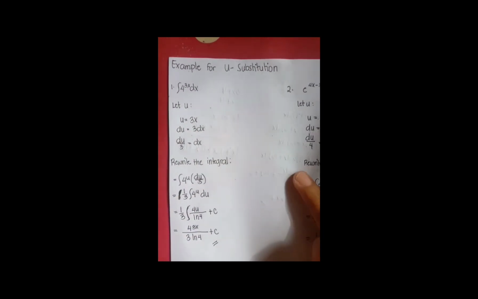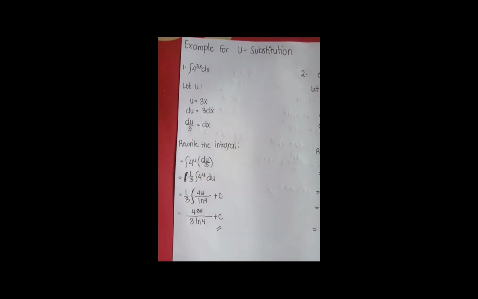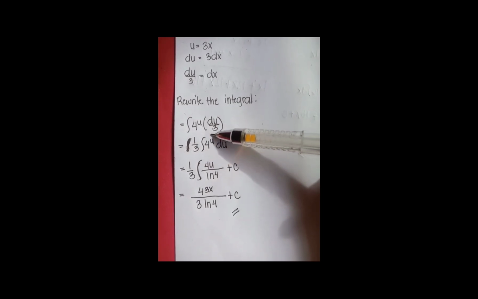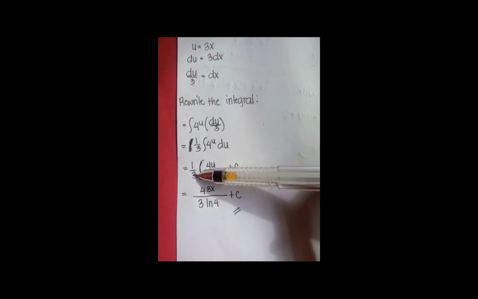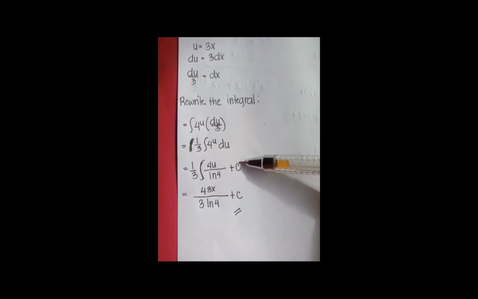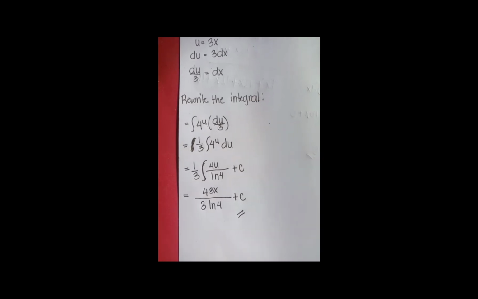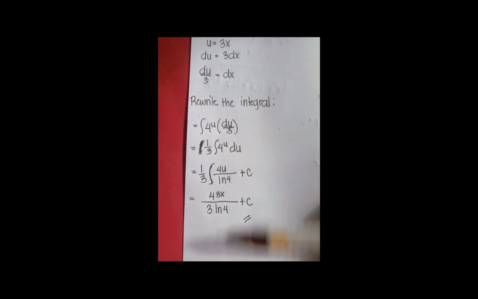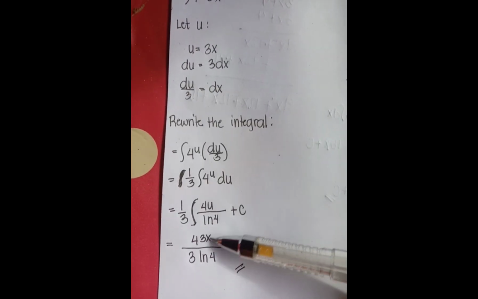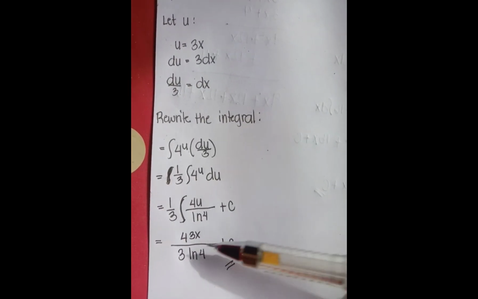So next we need to rewrite the integral. The 3 here becomes 1/3 taken out, then integral 4 to the u du. So 1/3 integral 4 to the u over ln 4 plus c. So c is the constant. Then we replace u with 3x, so 4 to the 3x over 3 ln 4 plus c.